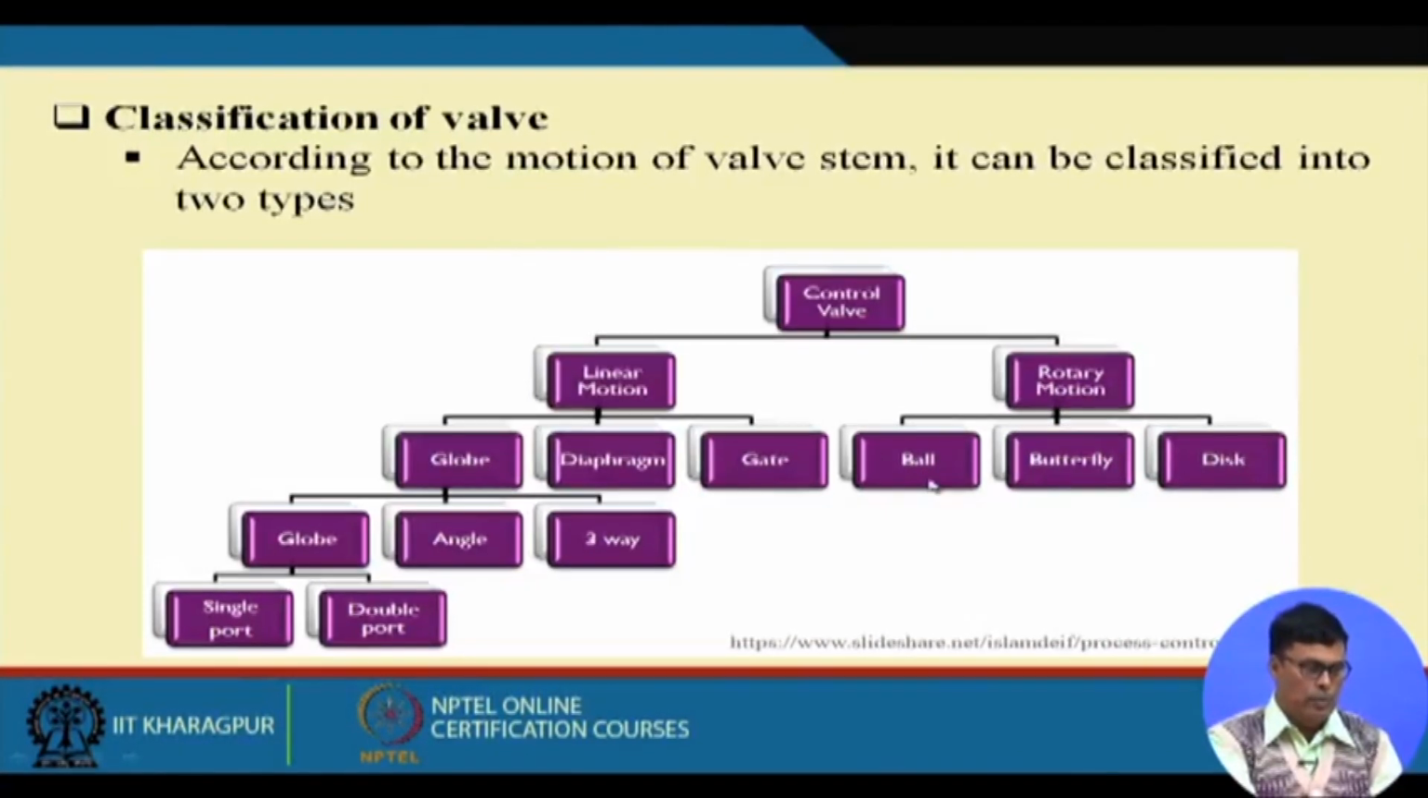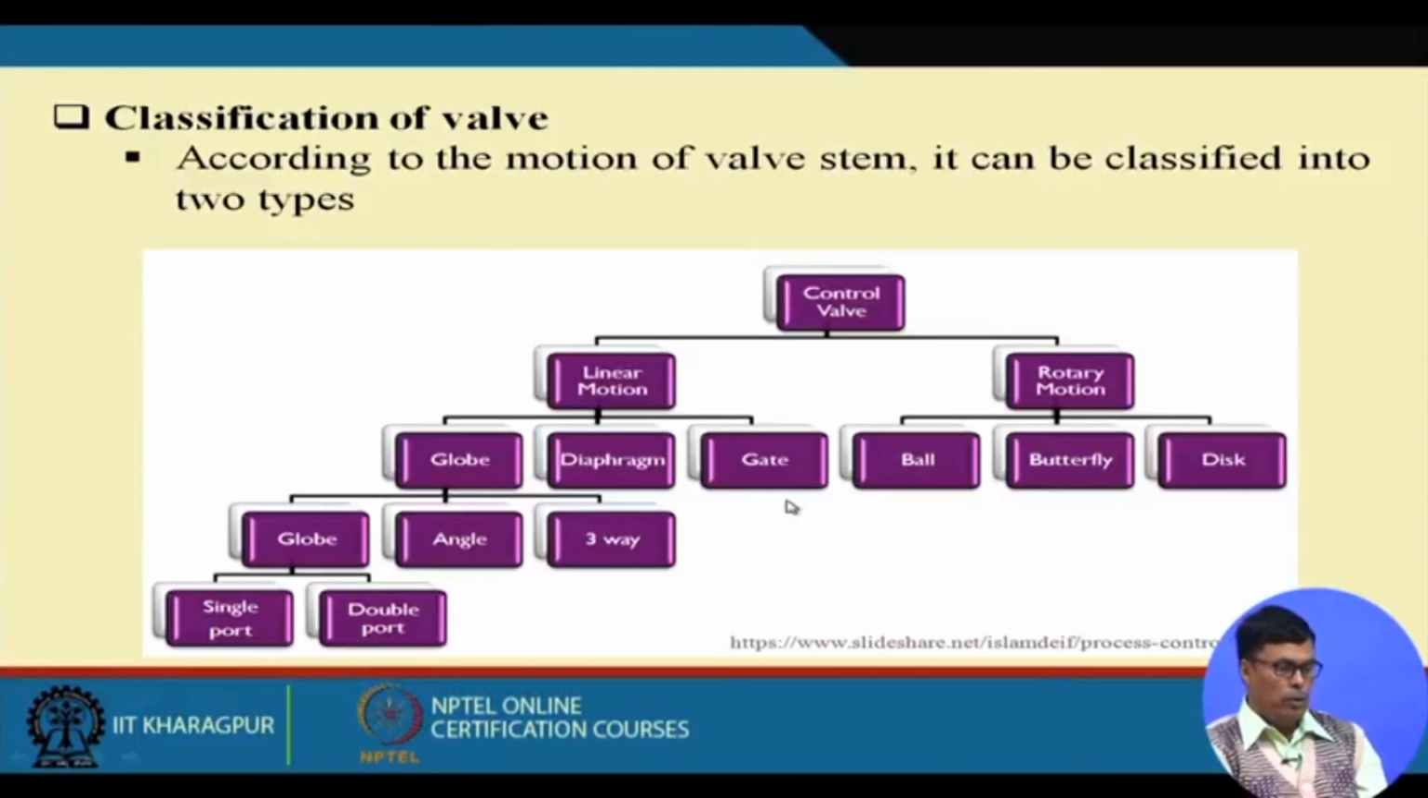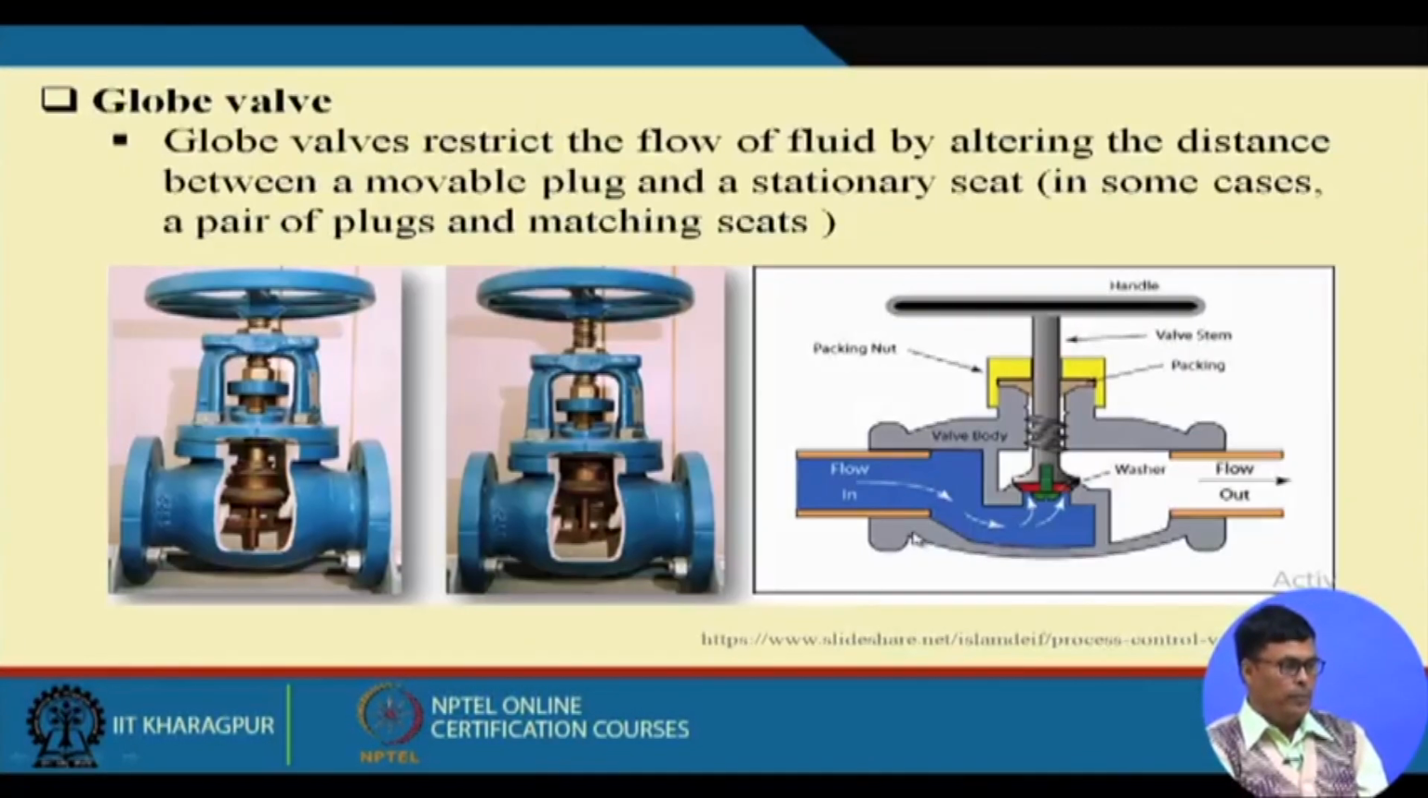This is largely used in the biochemical industry for drawing samples. And the gate valve is largely used for harvesting. After the fermentation is over, we take the whole fermentation broth out by opening the gate valve. Now, the globe valve, how it looks, let me show you that.